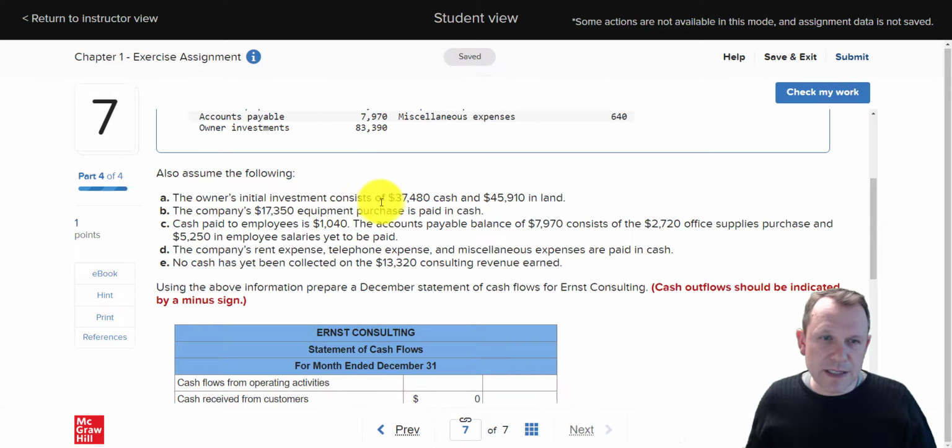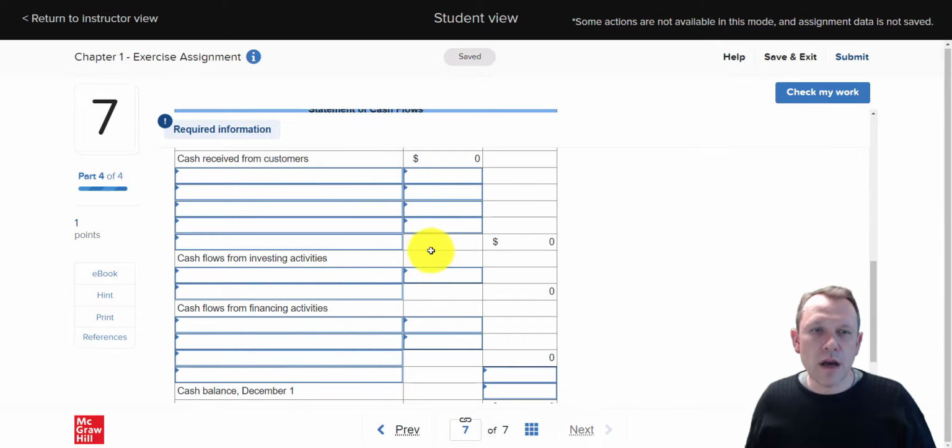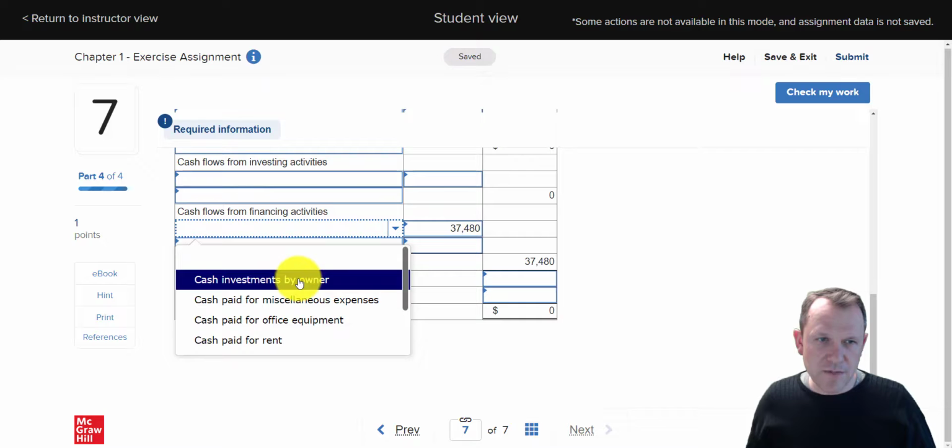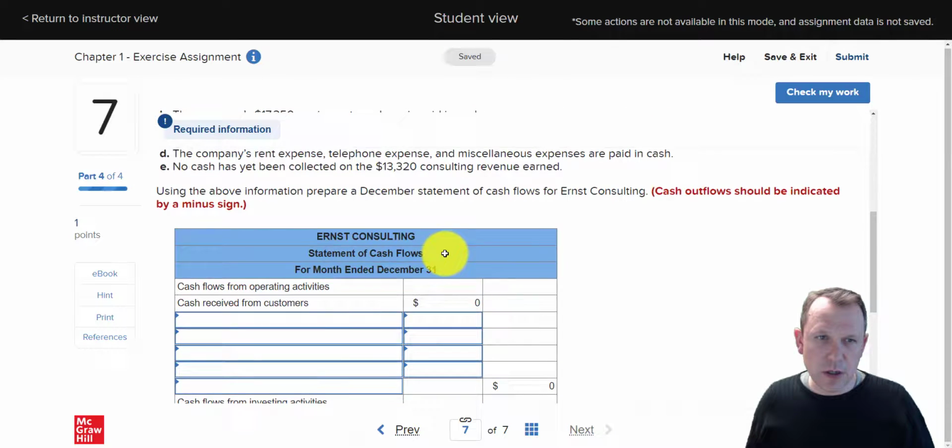Owner's initial investment consists of $37,480 in cash and $45,910 in land. So we're doing the cash flow statement. At this point, we're not doing land, right? That's not cash. Land is not cash. Cash is cash. So we're going to take this $37,480 right here, and it's going to be down in our financing activities, right? This is an investment by owner. Cash investments by owner, right? So that's where that's going to go.